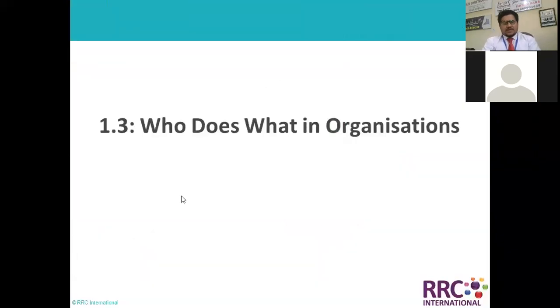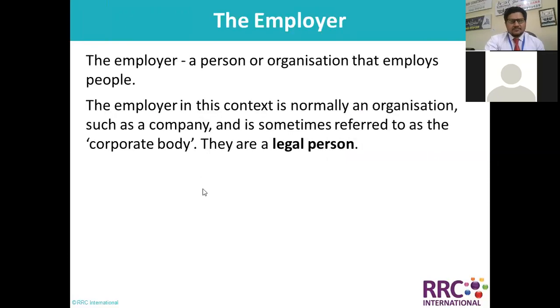So we have another topic, the new one, who does what in organizations. 1.2 is relevant to element 1: why should we manage health and safety at workplaces? So element 1.3 is all about who does what in organizations, starting from the top management, then middle management and lower management. Again, kind of responsibilities in a broader perspective.